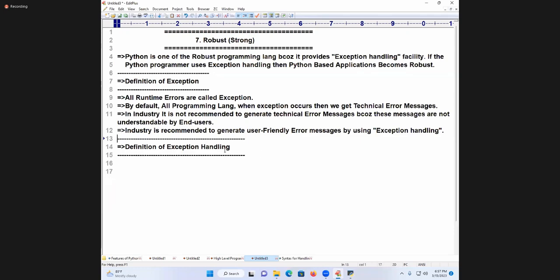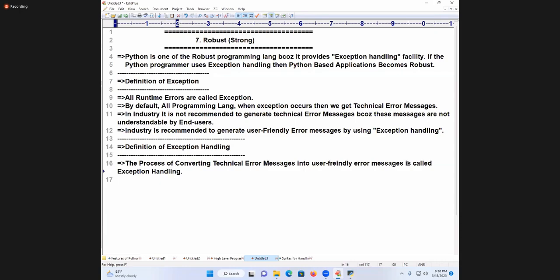There are a lot of syntaxes in this. Tell me the definition of exception handling. Please look carefully: exception is different, exception handling is different. The process of converting technical error messages into user-friendly error messages is called exception handling. Did you understand, students? Very good.